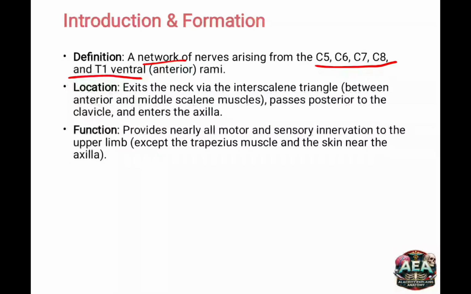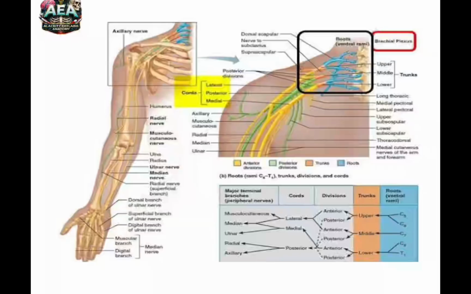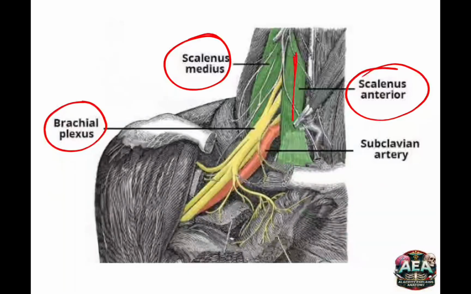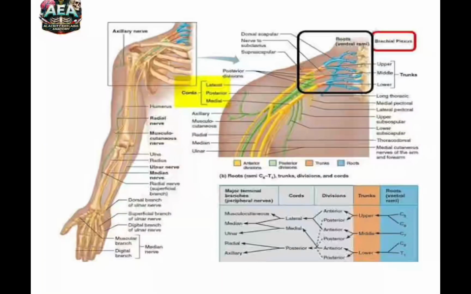Location: it exits the neck through the interscalene triangle, that is between the anterior and the middle scalene muscles. It exits the neck in between these 2 muscles, passes posterior to the clavicle and enters the axilla. This is the scalenus anterior muscle and this is the scalenus medius muscle, and this is the brachial plexus passing in between these 2 muscles.